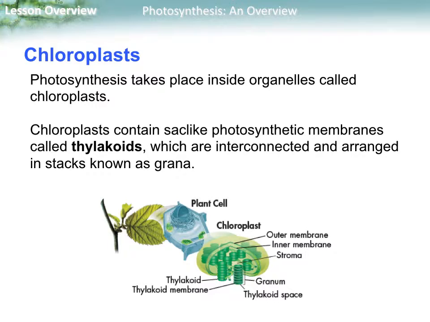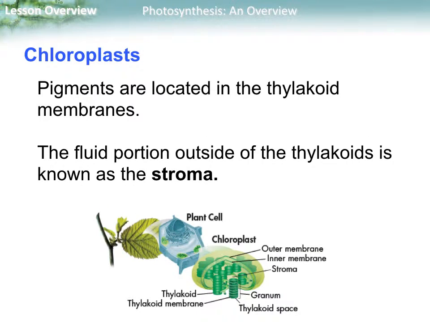The thylakoid would be this stack of things. The thylakoid membrane is the outer part of it, okay? The grana are what we call the individual stacks. Okay, become familiar with this. All right, pigments are located in the thylakoid membrane. The fluid portion outside of the thylakoid is known as the stroma.